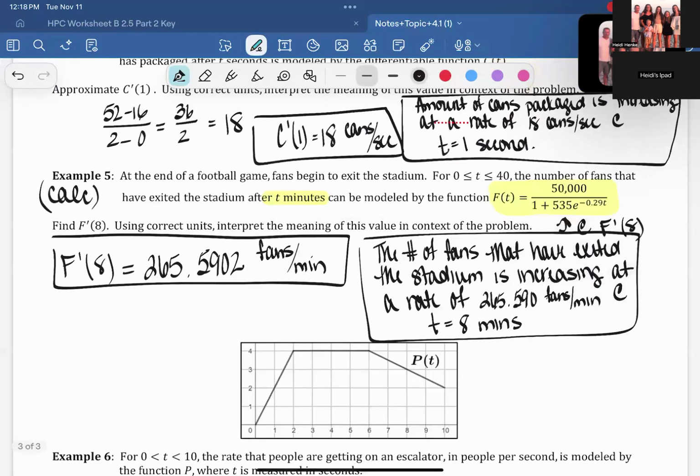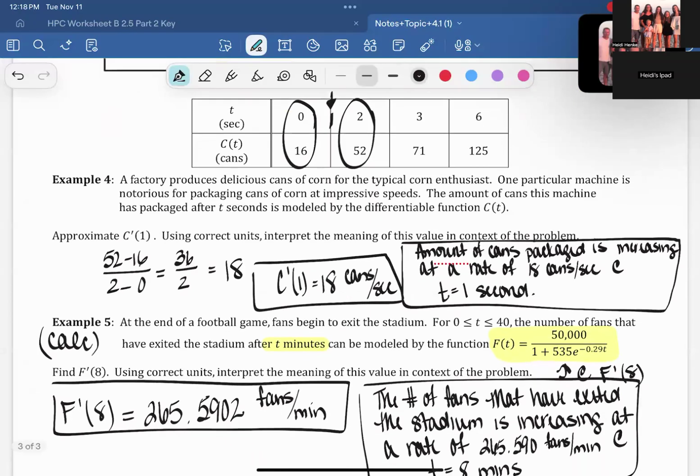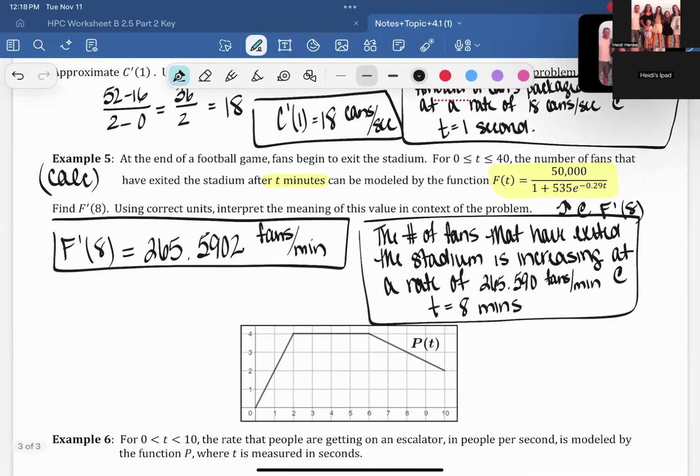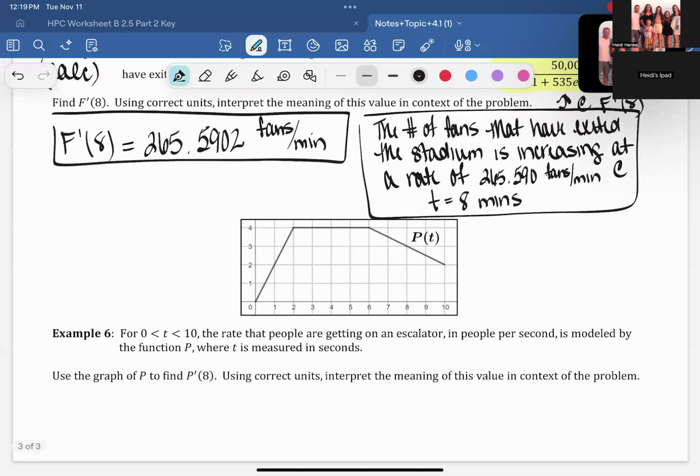So a lot of them, you've been given an XY chart. That last one, you were only given an equation. And this bottom one, you're given a graph. Okay, so let's read what it stands for. From time 0 to time 10, the rate that people are getting on an escalator in people per second, so that's our rate, is modeled by the function p. So this is already your rate. Okay, where t is measured in seconds. So this is your rate in people per second.